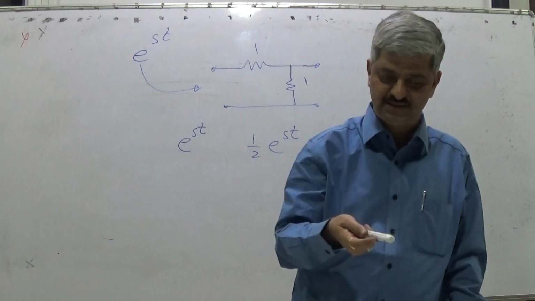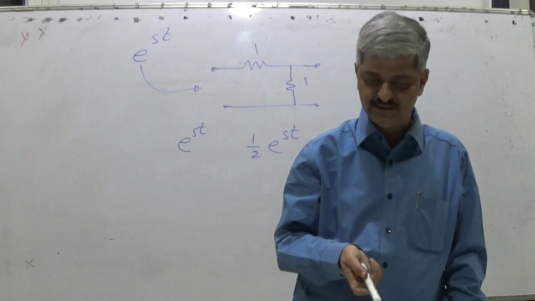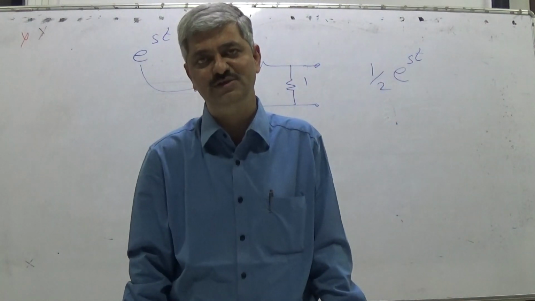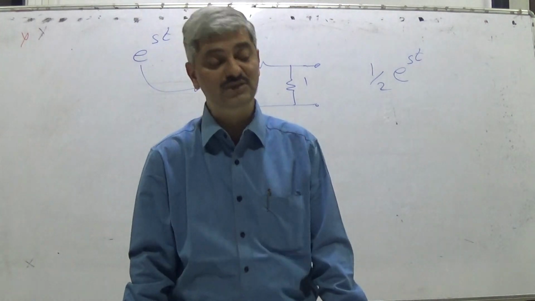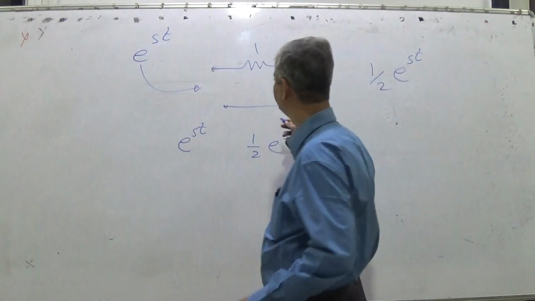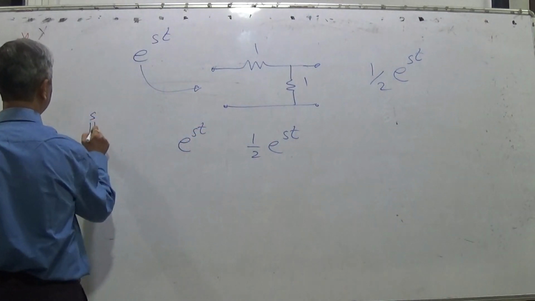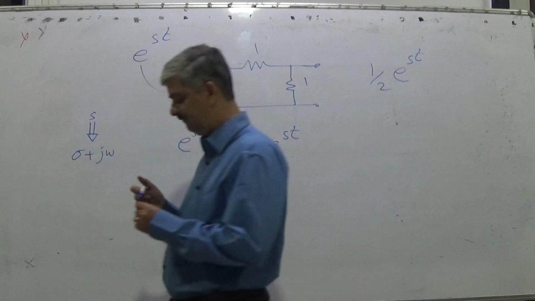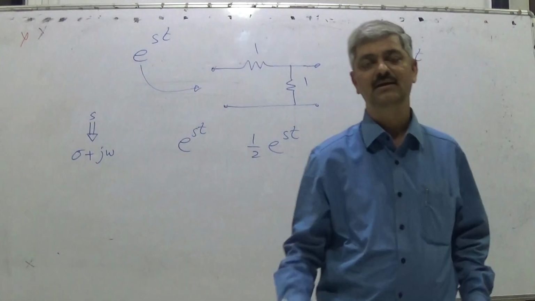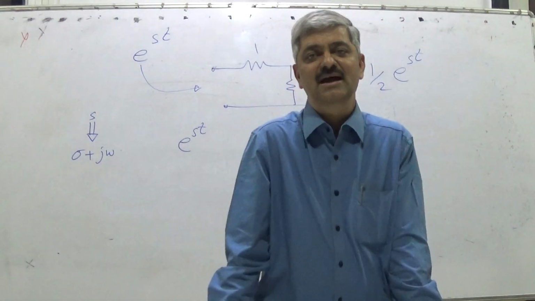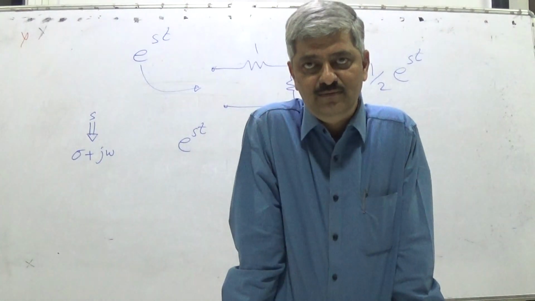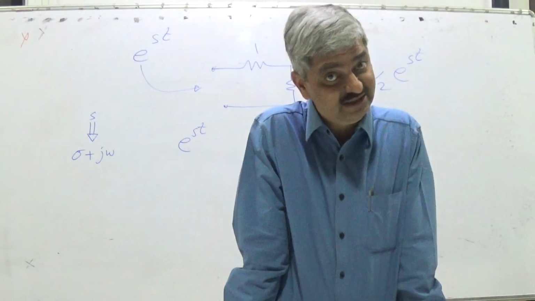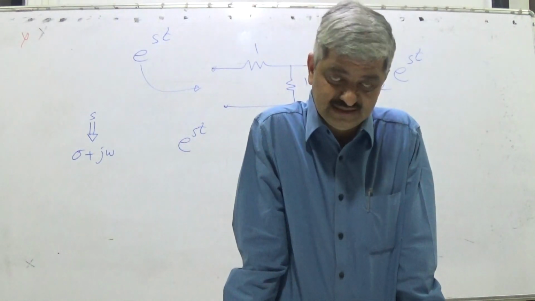Depending upon S, input nature will change. If S is 0, input is constant. What is S? S is sigma plus j omega. If omega is 0, then sigma is either positive or negative. If sigma is positive, it is an increasing signal. If sigma is negative, it is a decreasing signal.